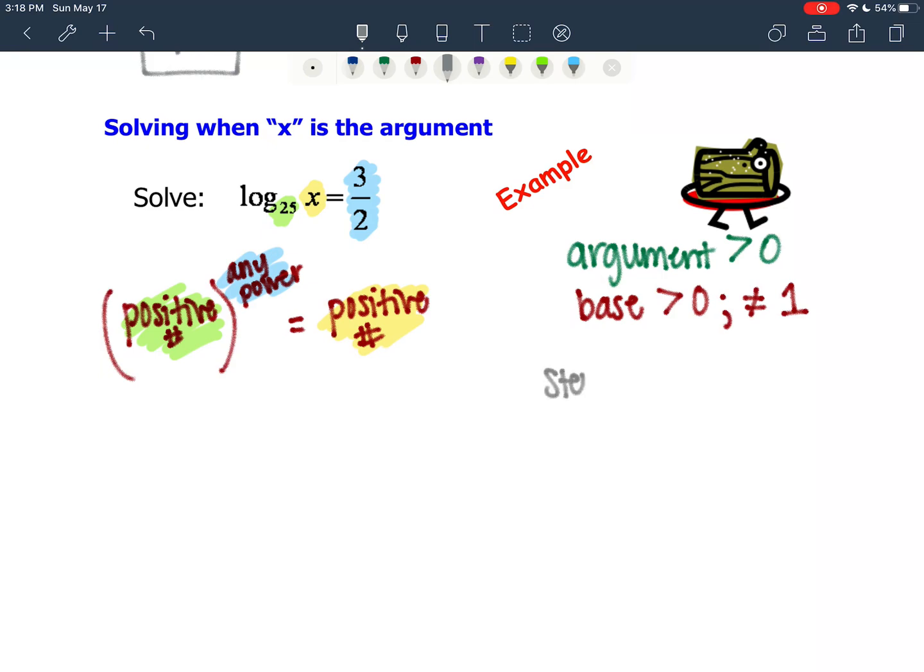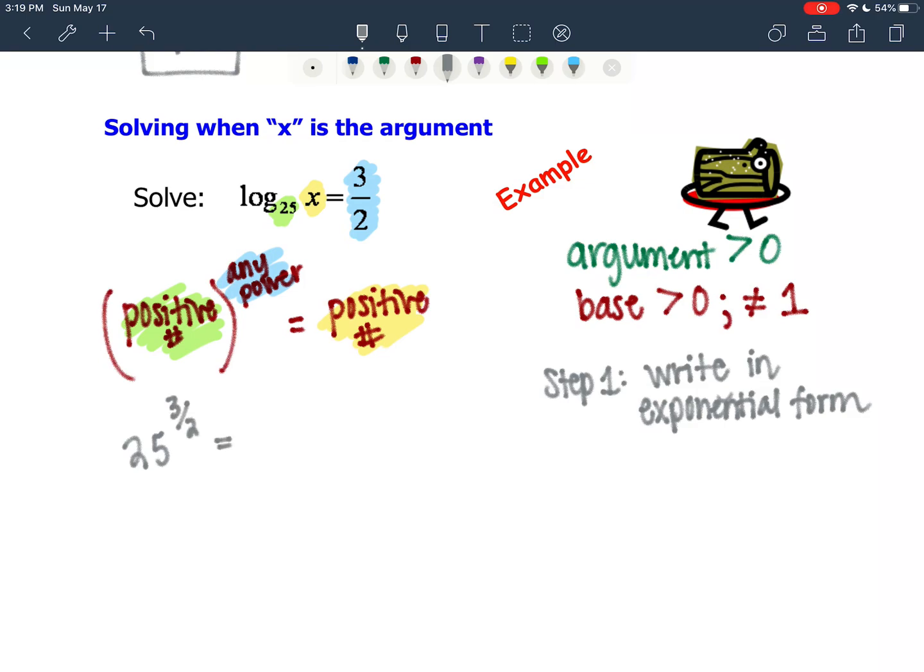Our first step is going to be writing the equation in exponential form. So that's our first step. It's going to be to write in exponential form. So we're going to have 25 raised to the 3/2 power is equal to x.